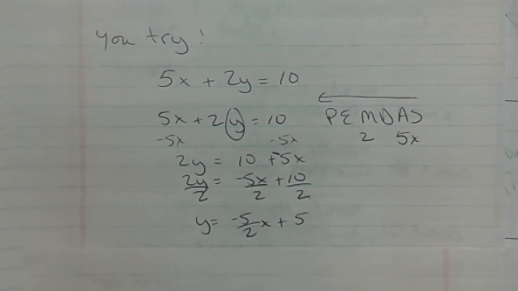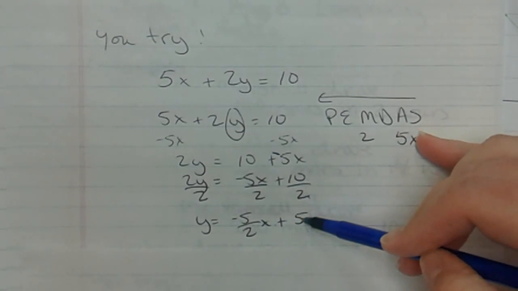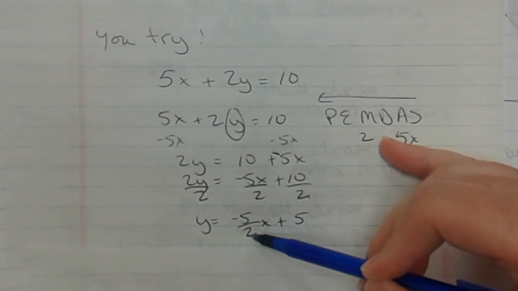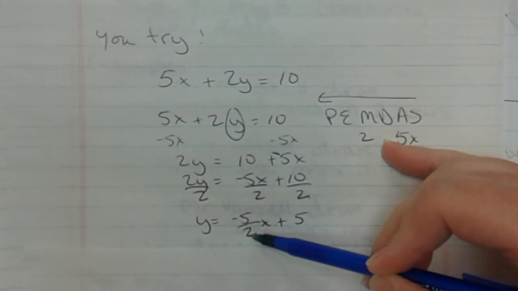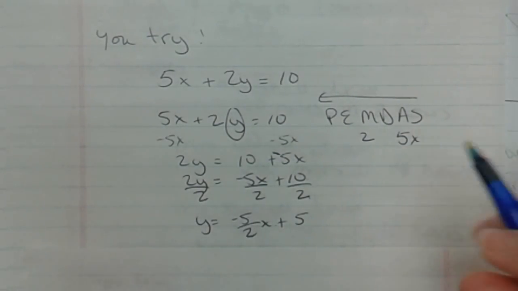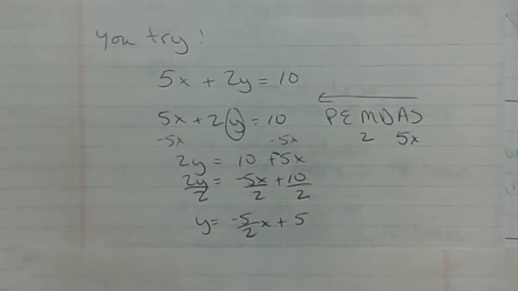And then my final answer on this is y equals negative 5 over 2x plus 5, because I can simplify 10 over 5. Can I simplify negative 5 over 2? I could turn it into a mixed number. However, I really am going to encourage you that whatever is in front of x, you want to just leave it as is, as an improper fraction or a regular fraction. You do not want to turn it into a mixed number. And we'll discuss why later down the road.